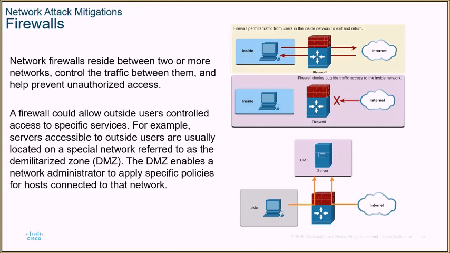For example, servers accessible to outside users are usually located on a special network referred to as a DMZ, or demilitarized zone. The DMZ enables a network administrator to apply specific policies for hosts connected to that network. So you could say, for the DNS server, people are allowed to connect using port 53 only. That makes sense. And if it's a web server, port 80 or port 443 only, and things like that. So you can create rules that allow certain traffic and block all other traffic.